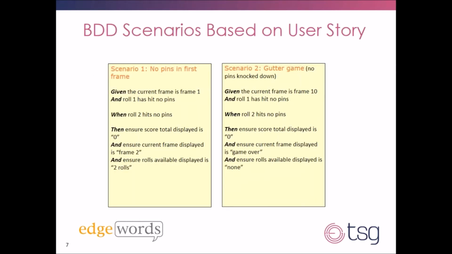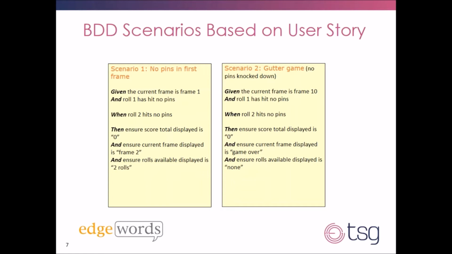So here we've got an example of some BDD scenarios that are based on that previous user story, both related to part of playing a 10-pin bowling game. The first scenario is describing what would happen in the early stages of the game if we haven't knocked any pins over. And the second scenario is describing what would happen towards the end of a game if we've not knocked any pins down. So what is often referred to as a gutter game. We've rolled the ball and it's gone through the gutter of the alley and it's not actually hit any pins.